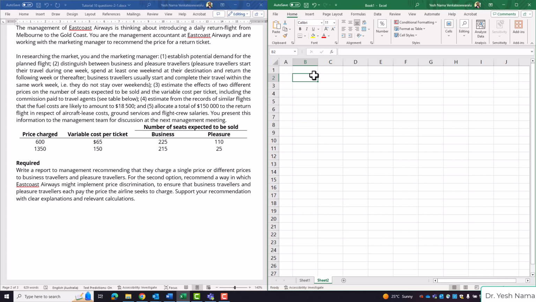You also estimate the effects of two different prices on the number of seats expected to be sold and the variable cost per ticket, including the commissions paid to travel agents. See the table below. Estimate from the records of similar flights that the fuel costs are likely to amount to $18,500 and allocate a total of $150,000 to the return flight in respect of aircraft lease costs, ground services, and flight crew salaries. You present this information to the management team for discussion at the next management meeting.